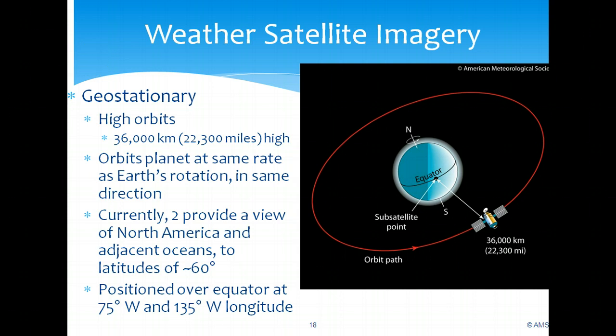Geostationary satellites are generally high orbit satellites above 22,300 miles, and they orbit at the same speed or rate as the Earth's rotation, and they orbit in the same direction. Currently there are 2 that provide a view of North America and adjacent oceans up to latitudes of approximately 60 degrees, and they are positioned over the equator at 75 west and 135 west longitude. These are stationary. They stay over one particular spot throughout their life.